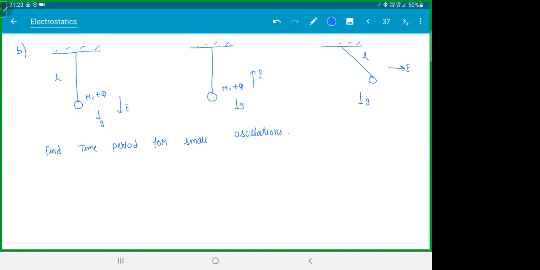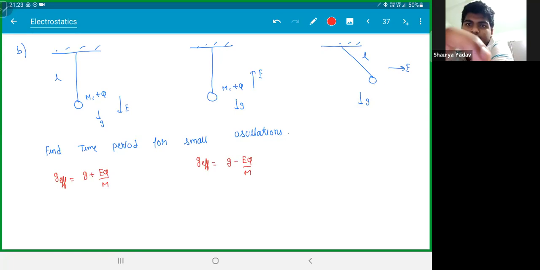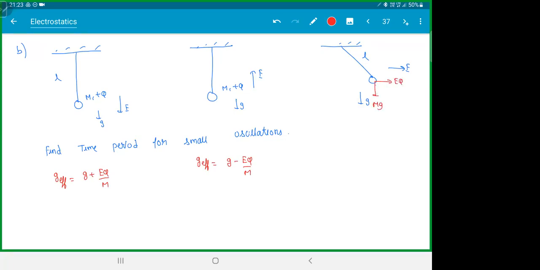Yeah. So basically, you have to find G effective. In the first case G effective will be G plus EQ by M. So mg plus EQ is equal to M into G effective. In the second case G effective will be G minus EQ by M. What about the third case? The resultant, and then length along that G effective. EQ and mg, so the resultant will be this thing, F net.